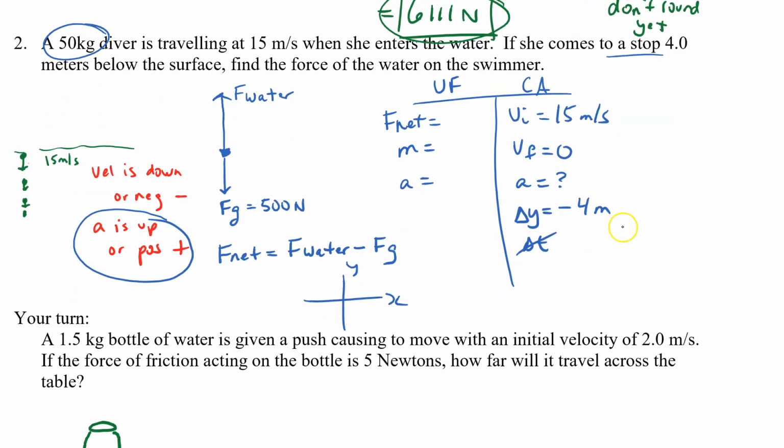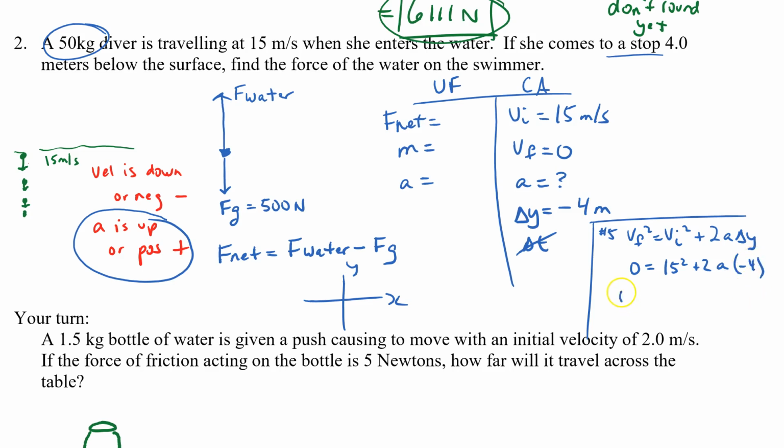I'll make some space for myself here. So equation number 5, Vf squared equals Vi squared plus 2a. Now normally we'd say delta x, but now we're doing delta y because it's vertical motion, but it works exactly the same way. So 0 squared is 0 equals 15 squared plus 2 times a times negative 4. So 15 squared is 225. Now the 2 and the minus 4 is minus 8a. So I can add 8a to both sides.